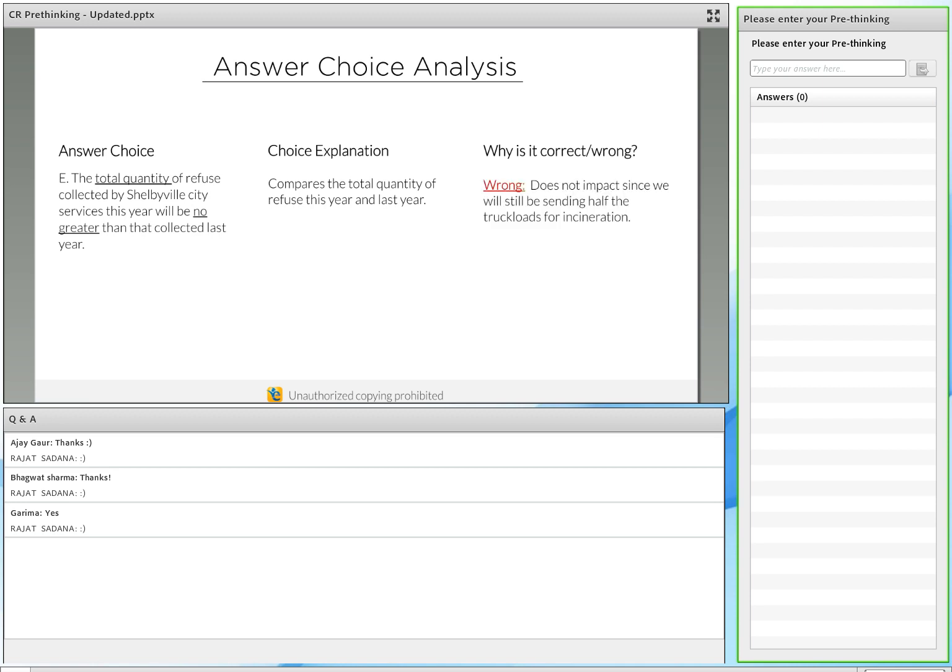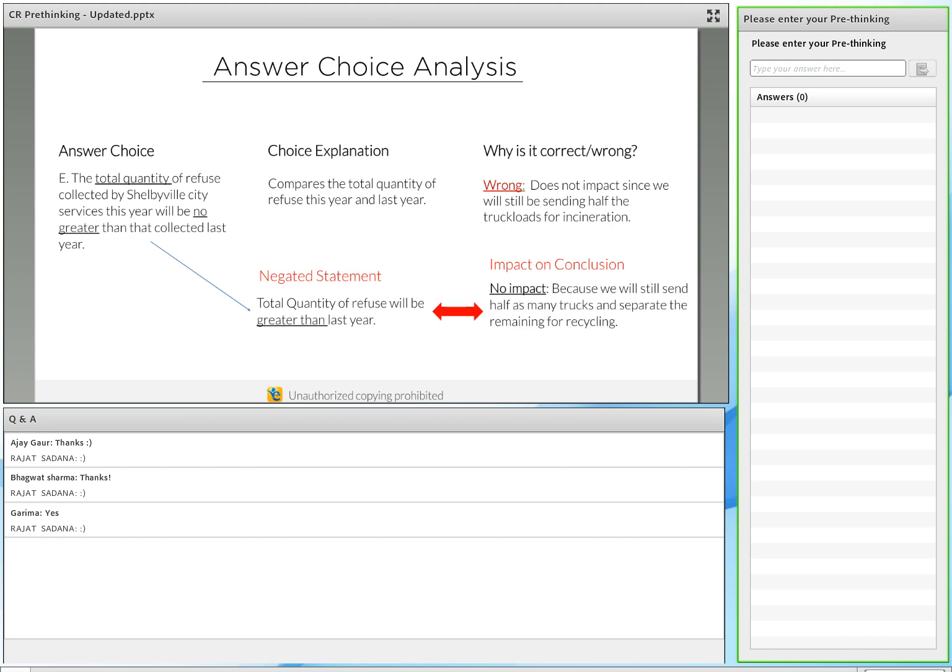Okay, choice E says the total quantity of refuse. We already kind of discussed that scenario. That total quantity of refuse has zero impact. Why? Because again, I'm going to send half as many truckloads for incineration.